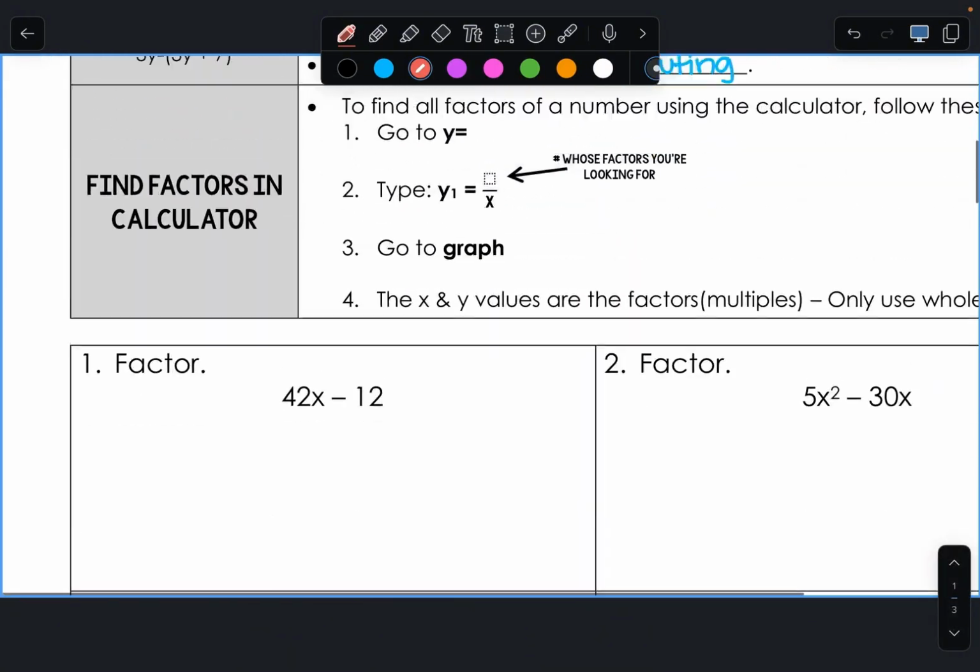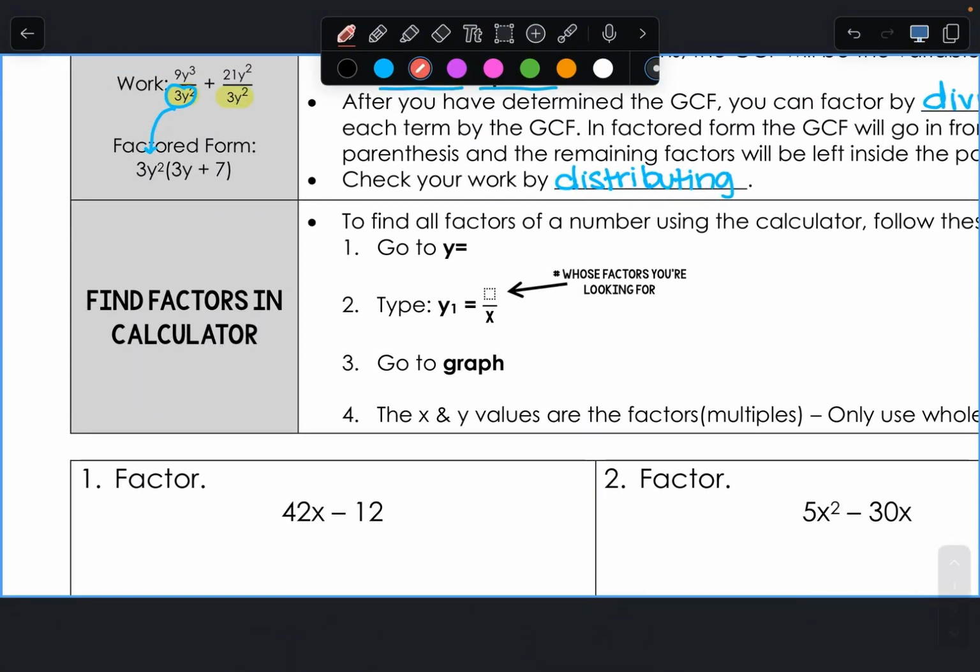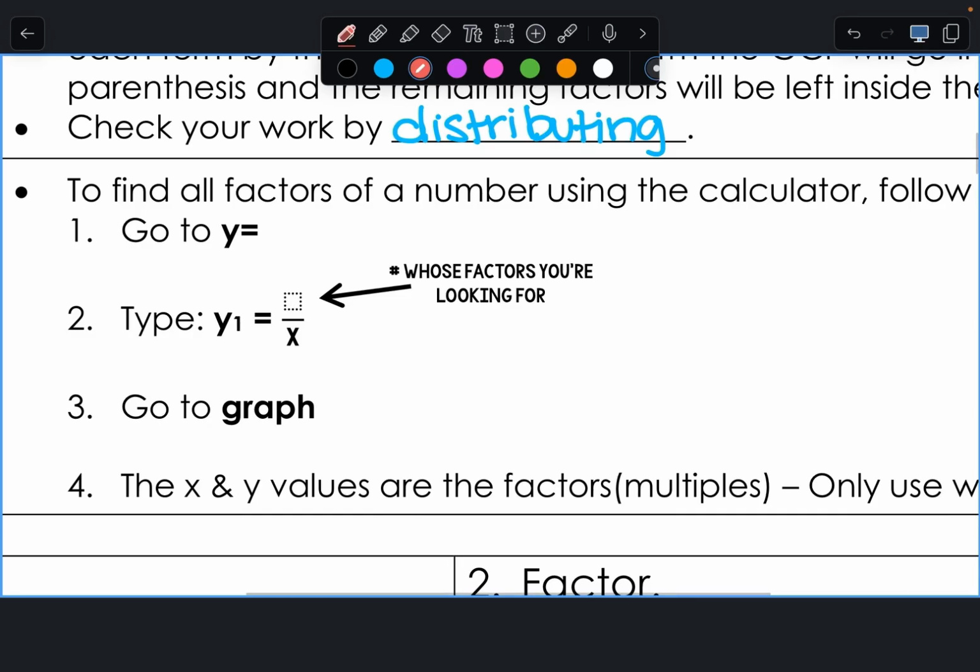And so for that reason, you need to know all of the multiples, and this is a way you can use your calculator to find all of the multiples. You're going to go to y equals. So if you don't have a calculator, you better have one.